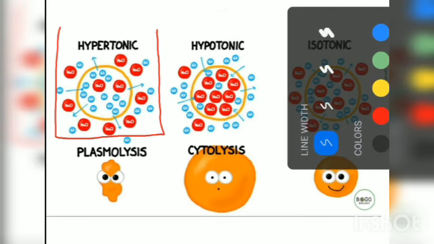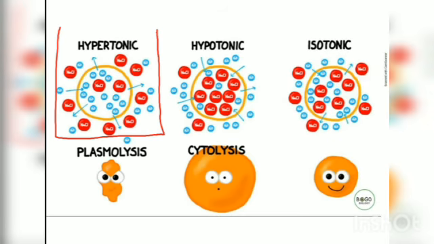And when the water molecules rush into the cell, by keeping the cell inside the hypotonic solution, what will happen? The water molecules are more outside the cell, so they rush into the cell along with the concentration gradient, and the cell will increase its volume. That means it will swell up. That process through which the cell swells up because of osmosis is called cytolysis.